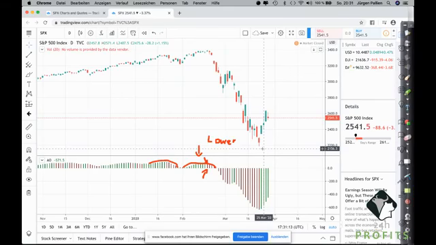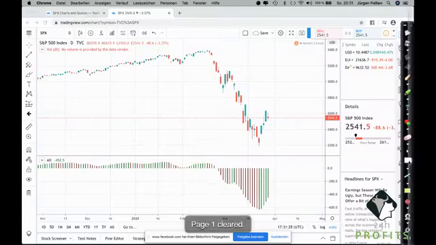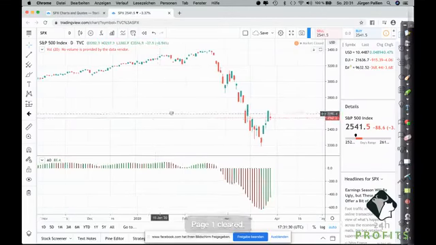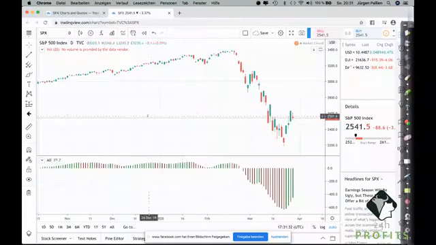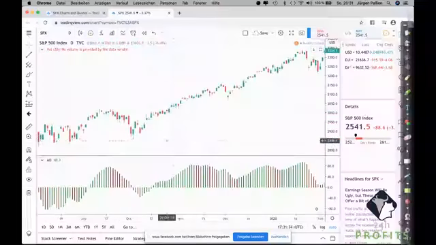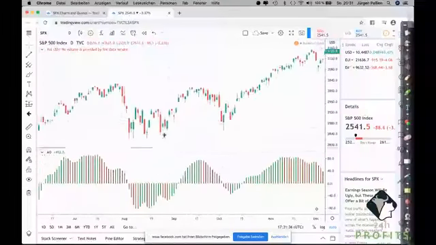However, the Awesome Oscillator, as with everything else, is not meant to be the only signal generating tool that we use. It's just one of the things that you can use, but I wouldn't trade it on its own. Although in this scenario here, it looks very, very good.